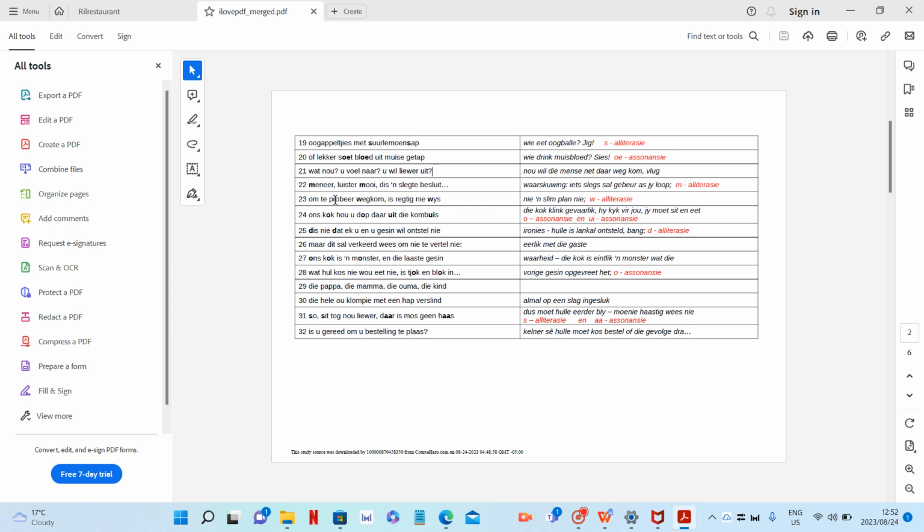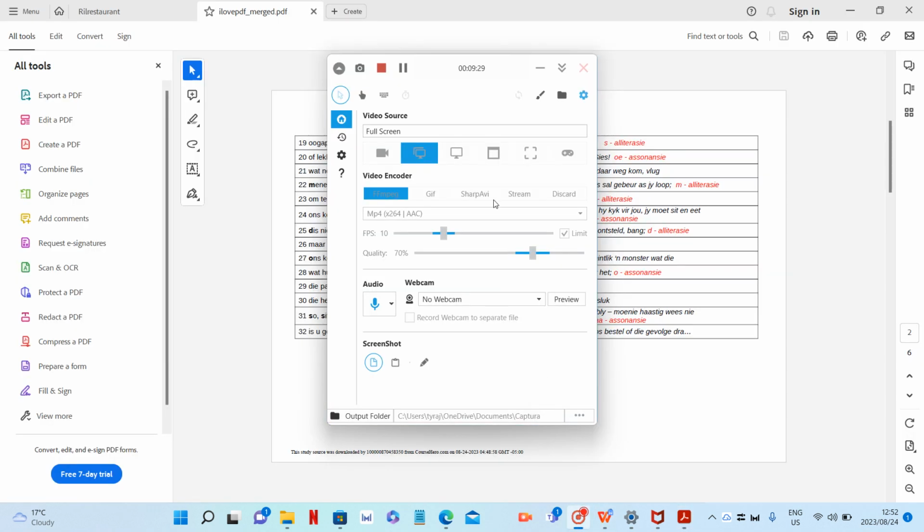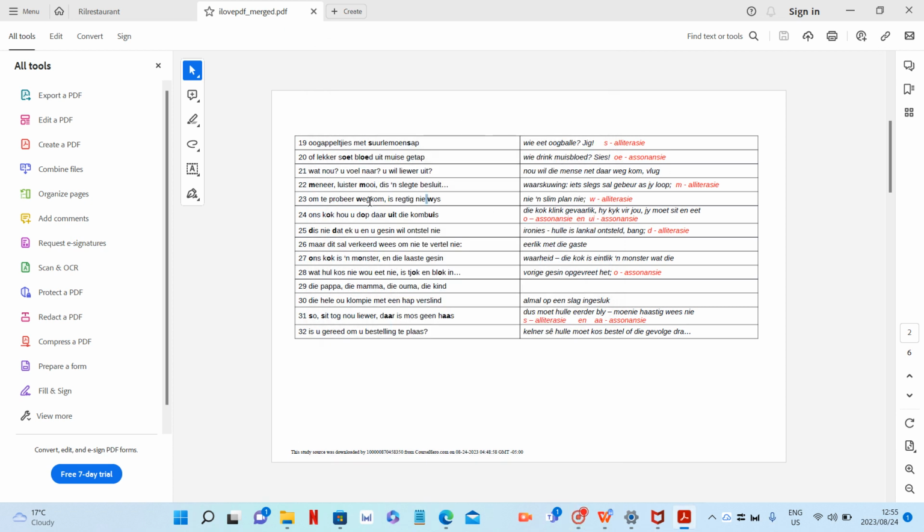So it's aklik sal gebeur as jy wil loop. So something bad is going to happen now if you would then like to leave. So you see the M's, M and M here is alliteratie. Om te probeer wegkom is regtig nie wys. So they're saying trying to leave is not wise. You see the W's, W and W here is your alliteratie. Okay, so now, where was I? Yeah, the W's are alliteratie. So they're saying it's not a clever plan if you would like to leave the restaurant.